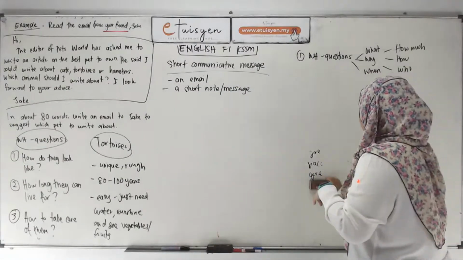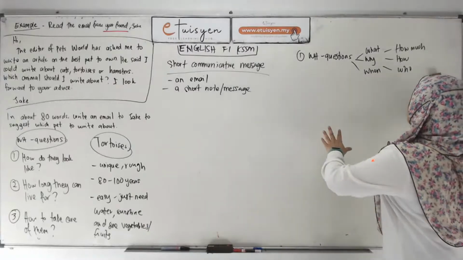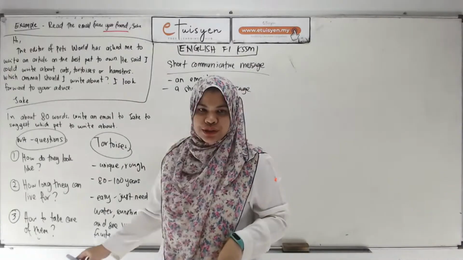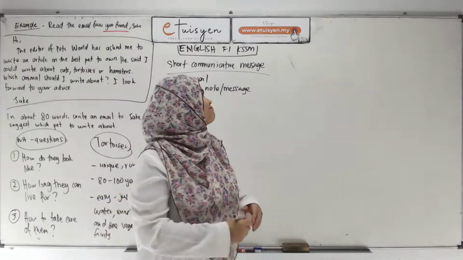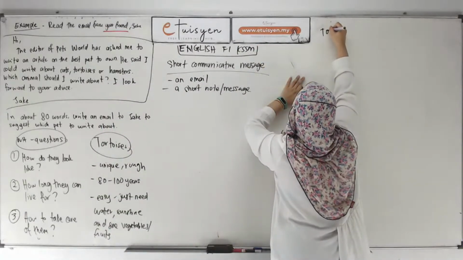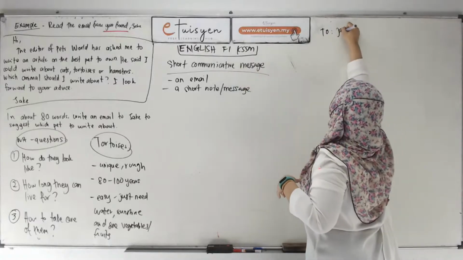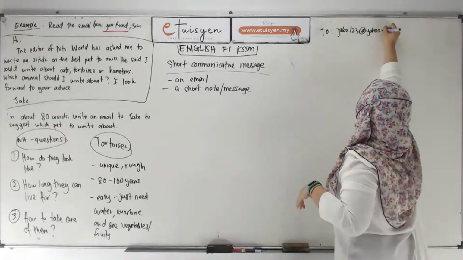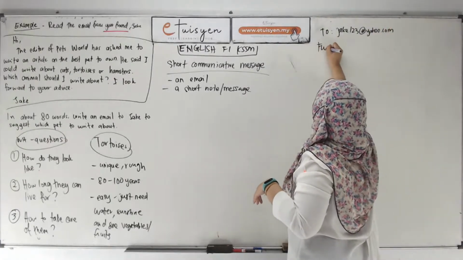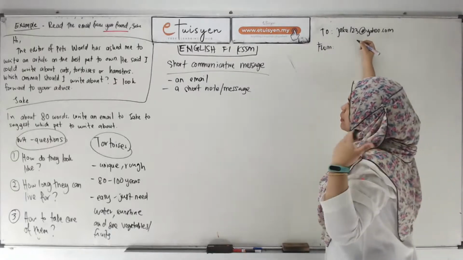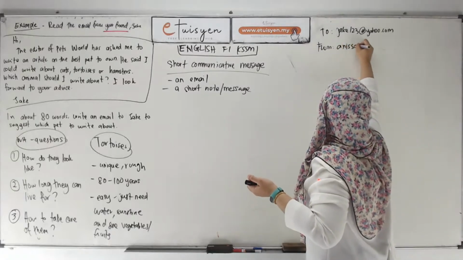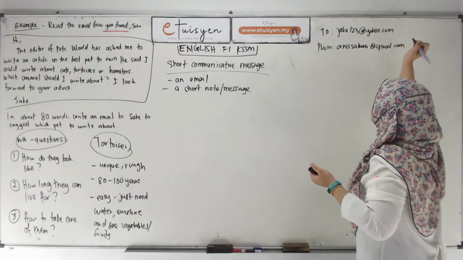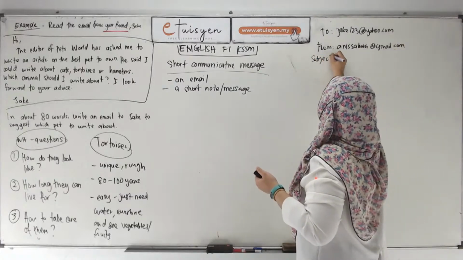Okay, now writing the email. We are replying to the email now. What do you need to do first? You need an email address. So take, say for example, Jake's email address is jake123@yahoo.com. And then you need your email address. Say for example, my name is Anis, so I put anisakura@gmail.com. And then you will need a subject.